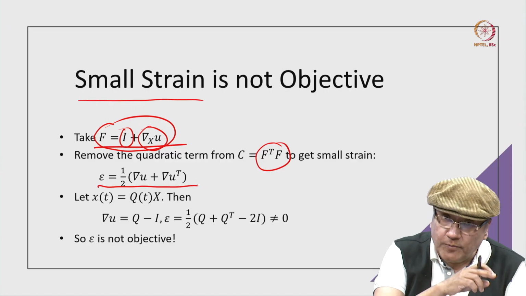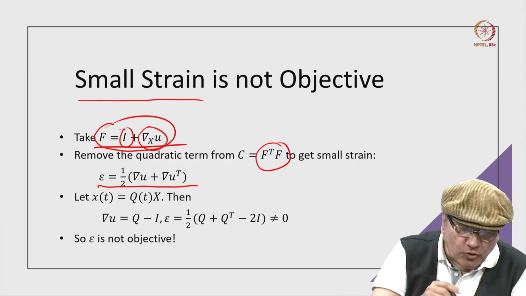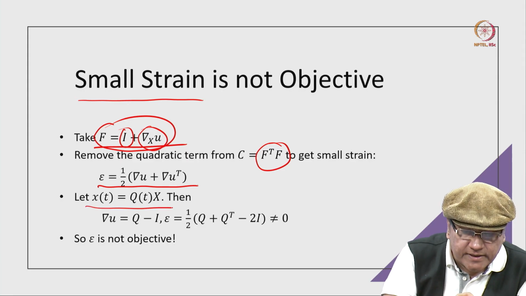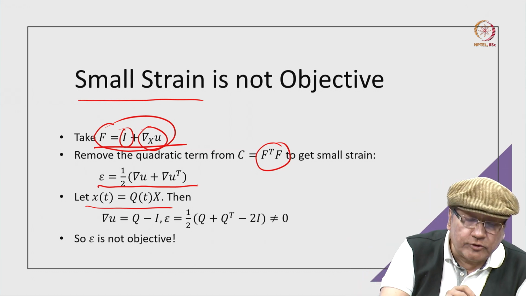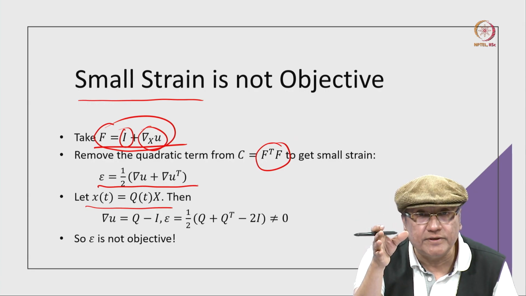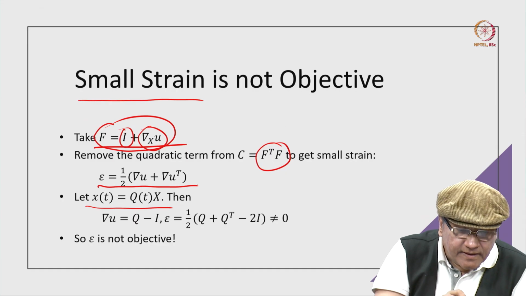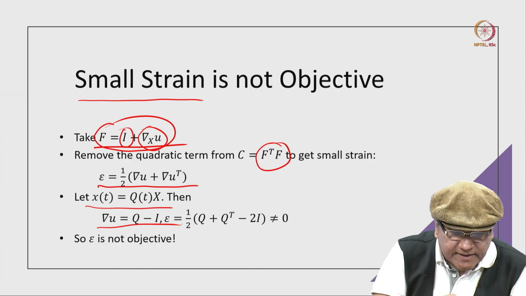The problem with small strain, especially in large deformation scenarios, is that under a change of coordinates, let us say another coordinate x tilde equal to Q tilde times x, you will see that there will be some strain, which should not be the case. Under a rigid body change of coordinates, there should not be any straining, right. But you just put this back into the expression for grad U, you will see that grad U is nothing but Q minus I.